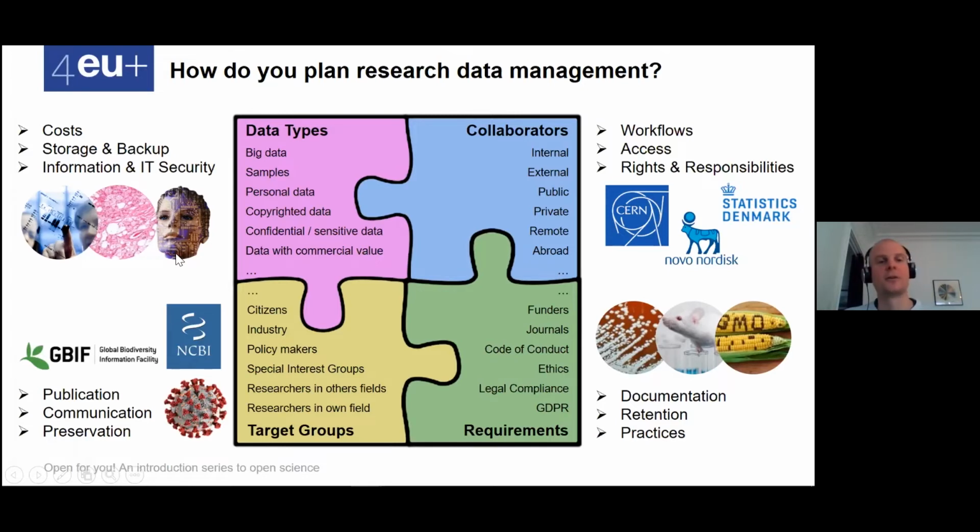For example, now, of course, if you work with any research related to the coronavirus, you have to make your results immediately available, openly. If you work with biodiversity, you're also expected to make your findings available, for example, through the Global Biodiversity Information Facility, which collects all the information. Or if you're working with genetic data, there are pretty much standards to put your data in the gene bank. So these are 4 aspects which kind of define the framework for your research data management.